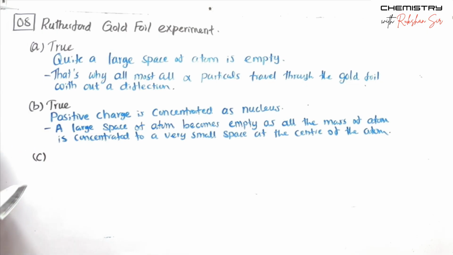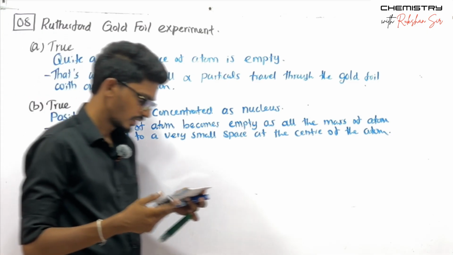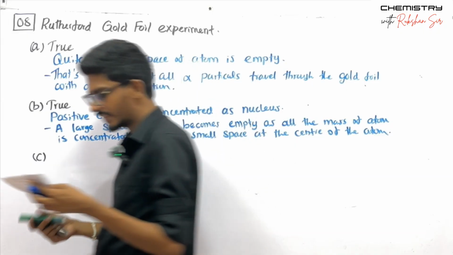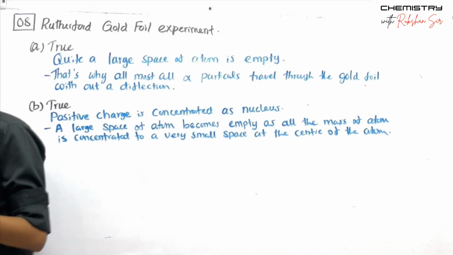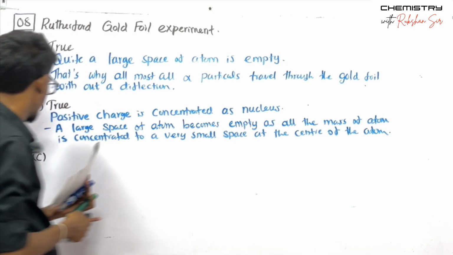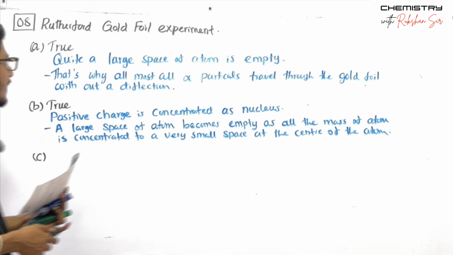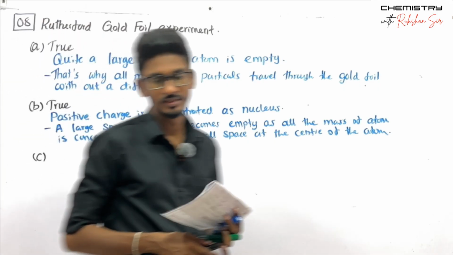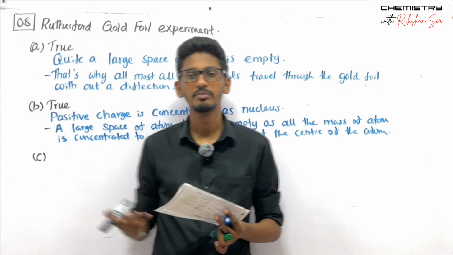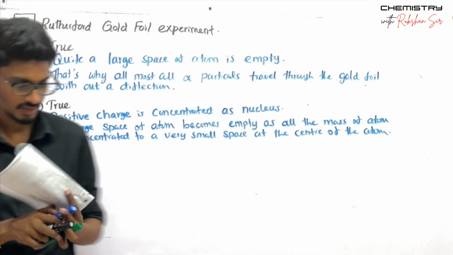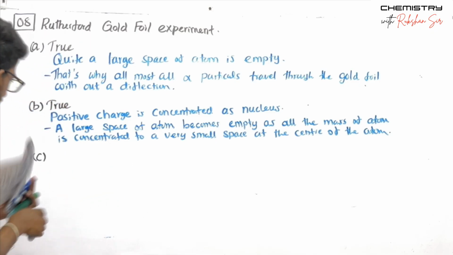C statement. Only a thin layer can radiate alpha particles. Right? Actually, gold foil is not the one which radiates the alpha particles. Alpha particles were radiated by a radioactive source. Right? So this idea is false.